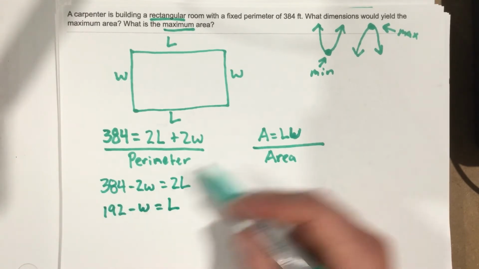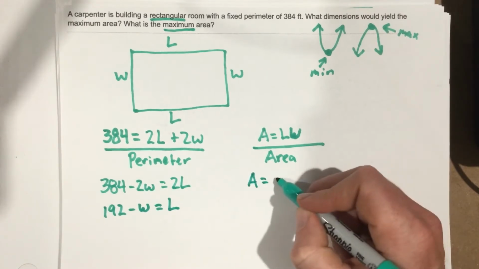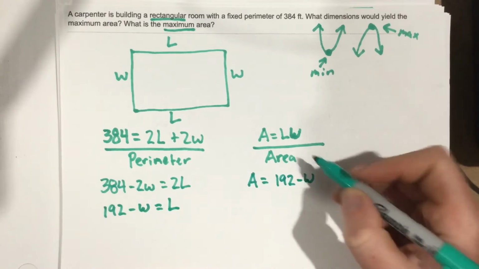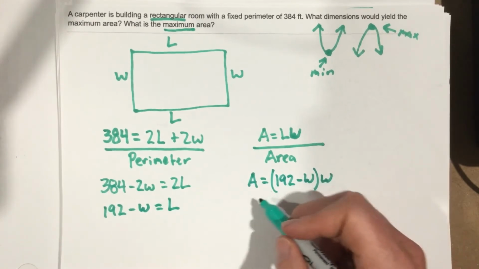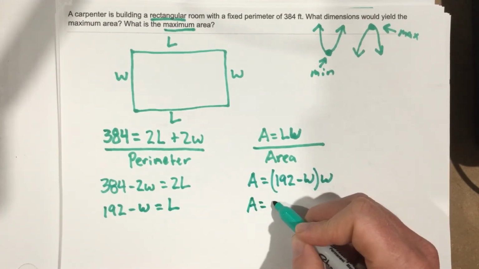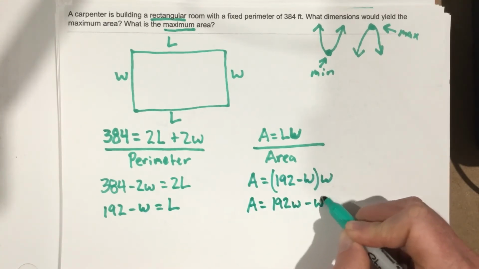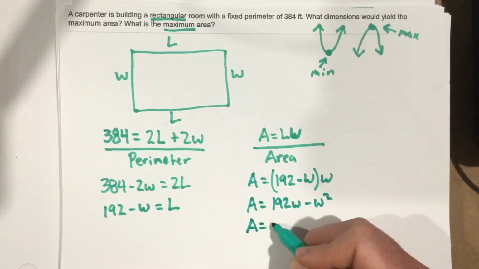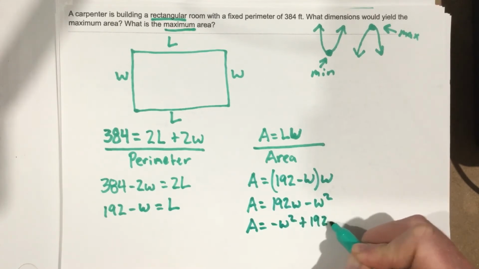Take L equals 192 minus W, plug it in for L, and we'll get A equals 192 minus W times W. We'll distribute in here and we get A equals 192W minus W squared. Rearrange this and we'll get A equals negative W squared plus 192W.